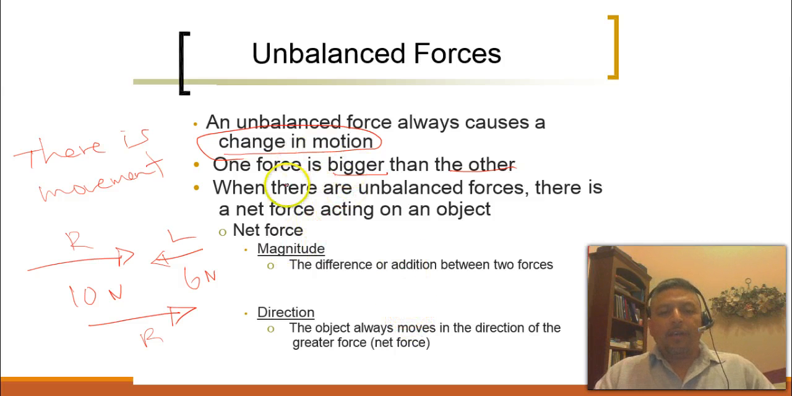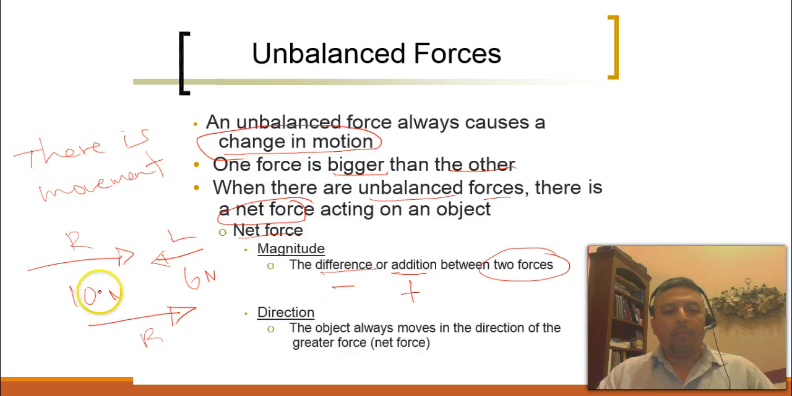Okay, so when there are unbalanced forces, we are going to have a net force. So what is a net force? A net force is either the difference or the addition between two forces. The difference, we know, is a subtraction. Addition is kind of like a plus sign, where we are adding two forces. Like for this example, where one of them goes to the right with 10 newtons and the other one goes to the left with 6 newtons.